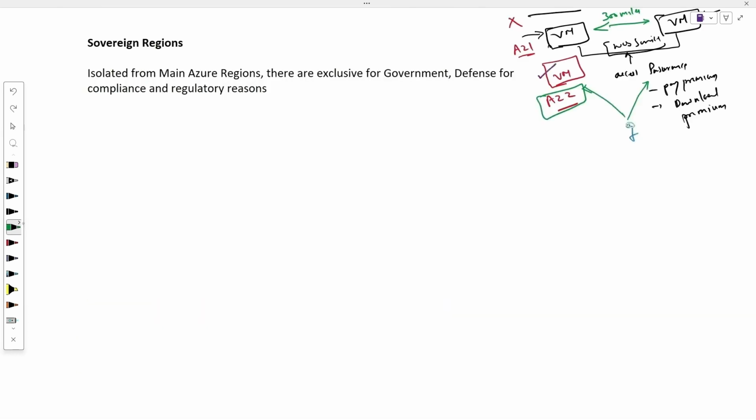At last, we will discuss sovereign regions. These regions are basically isolated regions from the main Azure regions. So we discussed regions and availability zones, right? These regions are separate from the other regions. Whatever cloud services are shared by multiple users, these isolated regions will not be shared with any other customers. So it is only dedicated for defense, for government, or for regulatory purposes.